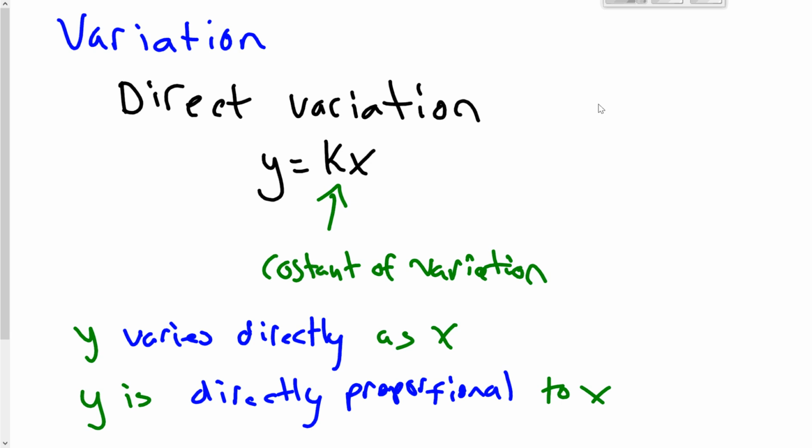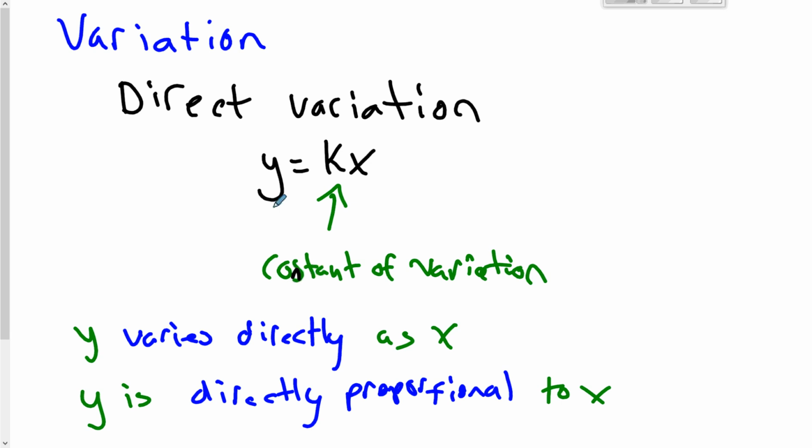Last section in chapter 3 is variation. So the first subject is direct variation. So this is relating x and y. How are x and y related? X is related to y by some kind of constant of variation. That's what k stands for. It's actually not constant, but constant of variation. Okay.